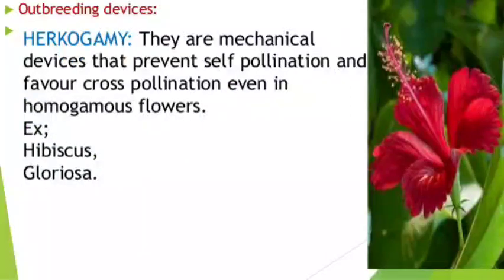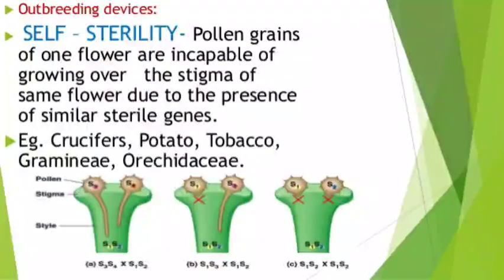The next outbreeding device is called hercogamy, where the floral parts are arranged in such a way that it promotes cross-pollination. For example, in the case of hibiscus, the male part is protruded out. So it promotes more cross-pollination than self-pollination.